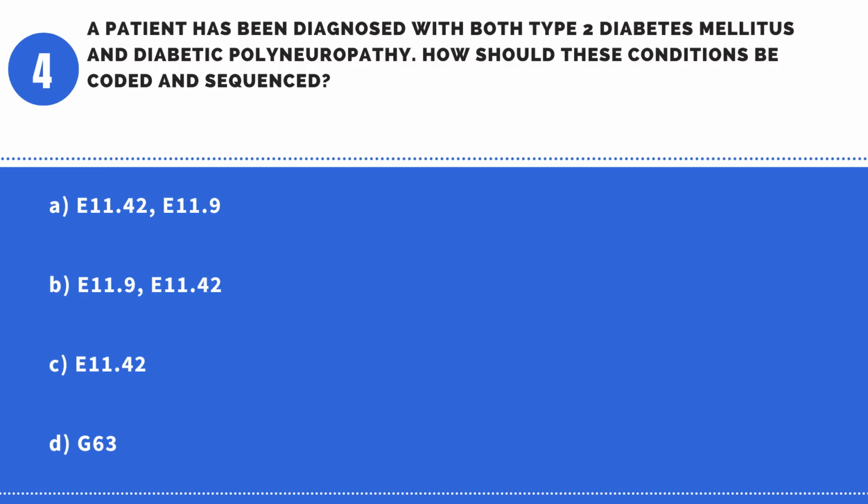Question 4. A patient has been diagnosed with both type 2 diabetes mellitus and diabetic polyneuropathy. How should these conditions be coded and sequenced? A. E11.42, E11.9. B. E11.9, E11.42. C. E11.42. D. G63.